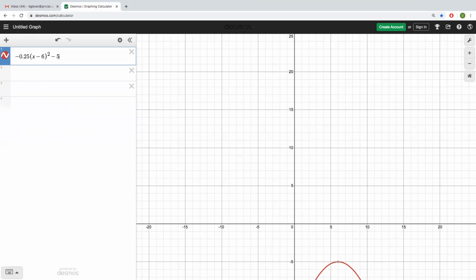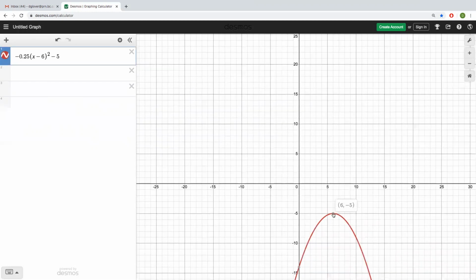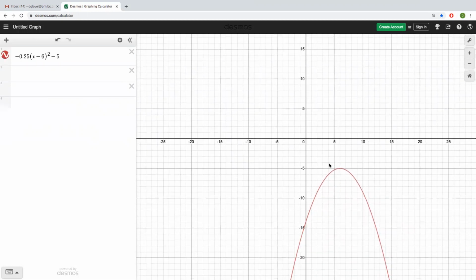Okay. So now let's check to see if it has the right characteristics. Does it have a vertex at (6, minus 5)? Well, the vertex is (6, minus 5). It has to pass through the point (2, minus 9). So when x is 2, if I can actually get to that point, all right, I think we're close enough. When x is 2, y is minus 9. So it checks the boxes. This is the equation of our function.